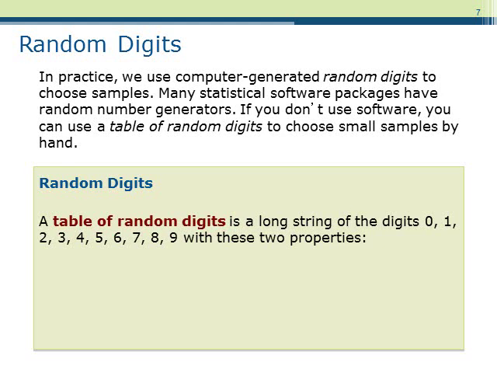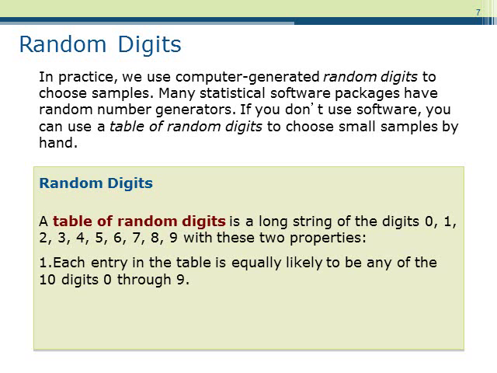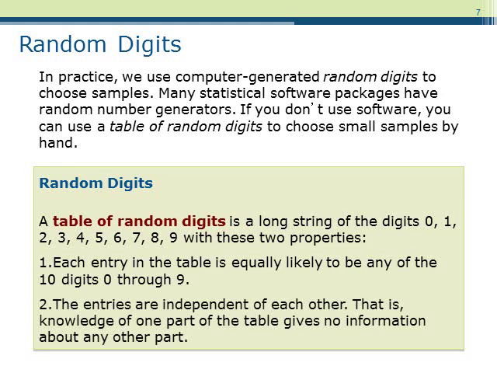A table of random digits is a string of the digits 0 through 9 with the following 2 properties. First, each entry in the table is equally likely to be any of the 10 digits 0 through 9. And second, the entries are independent of each other. In particular, the first digit in the string is equally likely to be any of the digits 0 through 9. And if the first digit was 1, say, then the second digit is still equally likely to be any of the digits 0 through 9.